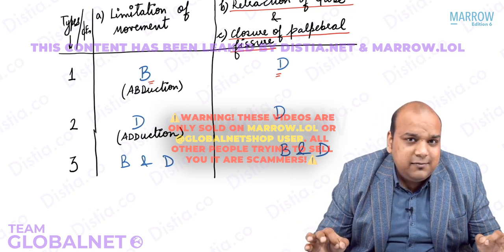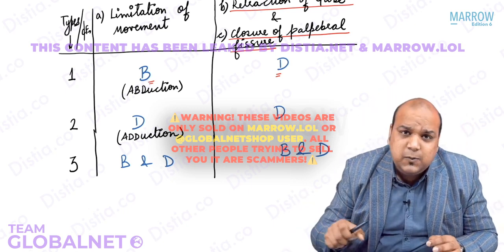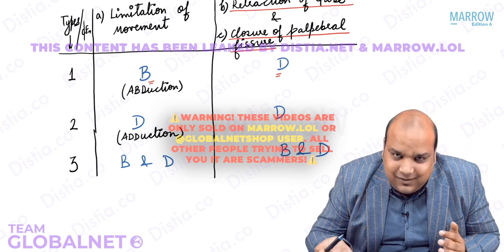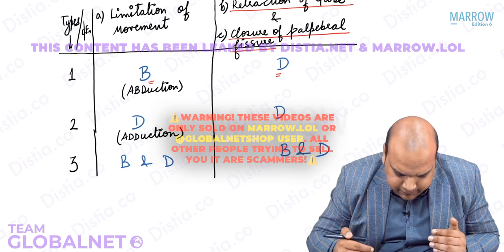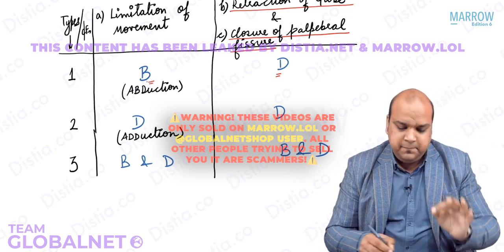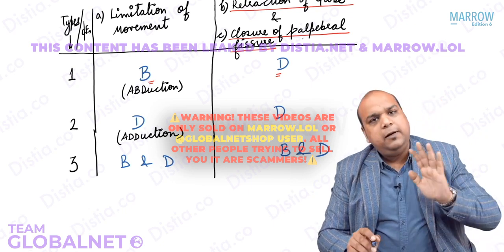Am I absolutely clear? That is why I've written the second and the third clinical feature together, because as we are trying to say, retraction will lead to closure. Am I absolutely clear here? So let's see type 1 again. Limitation of abduction. Abduction is not occurring, along with retraction of globe and closure of palpebral fissure.